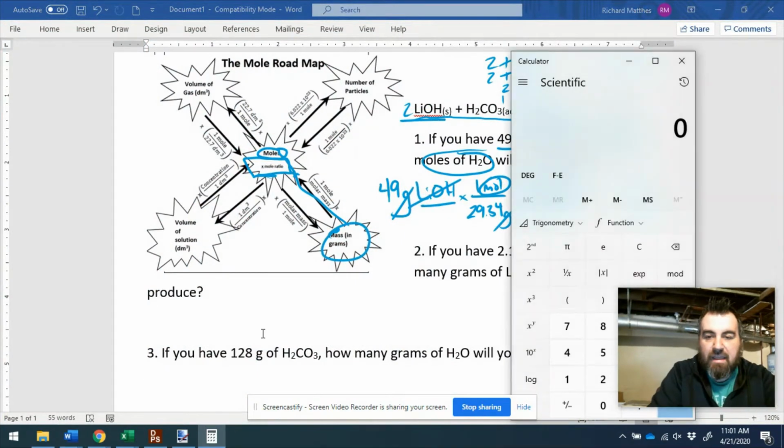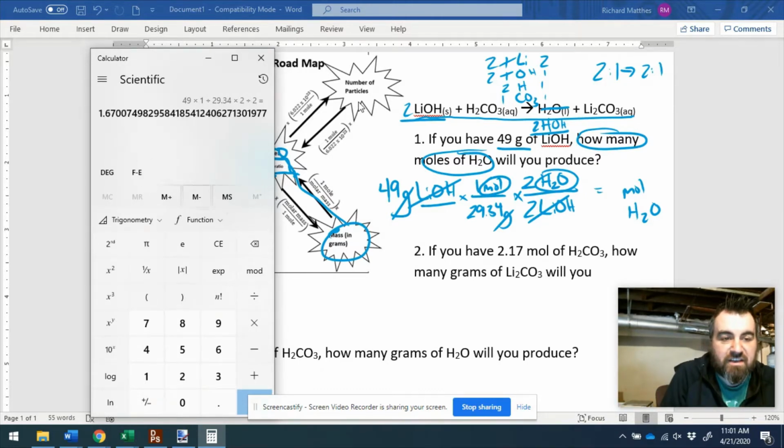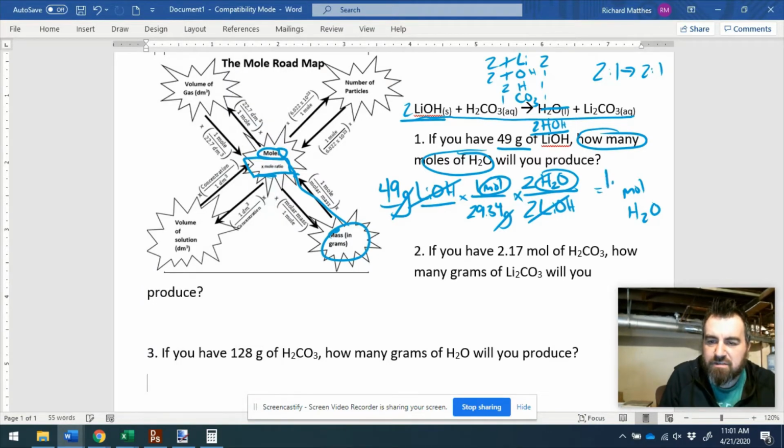And we put 49 times 1 divided by 23.95. I'll move this out of the way so it's there, times 2 divided by 2 equals. And it gives us 1.6700. And we look here, we've got 2 sig figs, so I would just say there's 1.7 moles of H2O. All right, so that's an equation where you're going from grams of one substance to moles of a different substance.